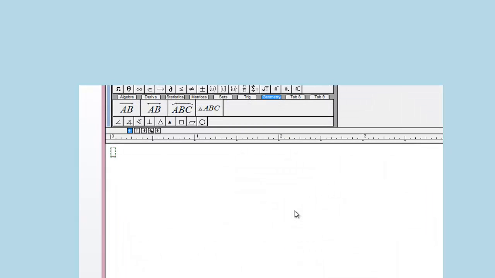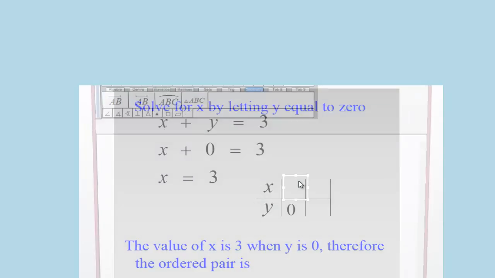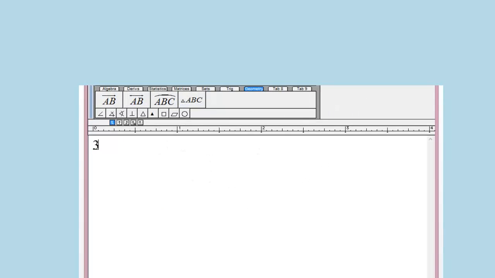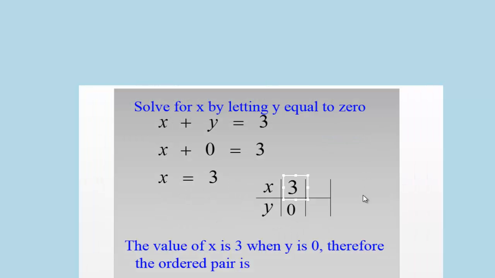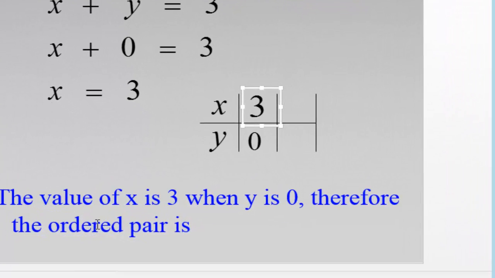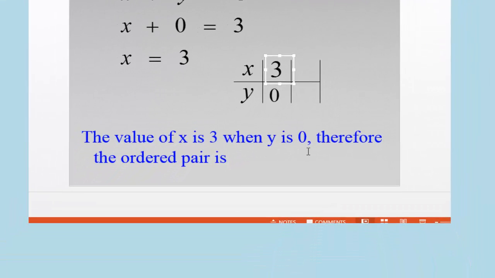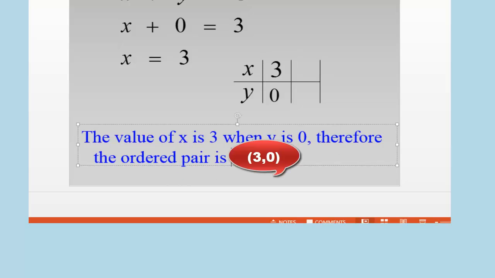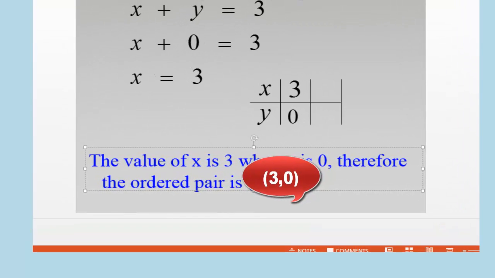If y is 0, x is 3. Write the answers on the table of values. The value of x is 3 when y is 0. Therefore, the ordered pair is 3, 0.